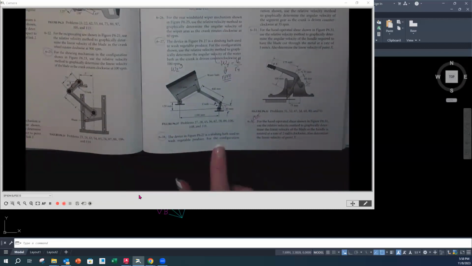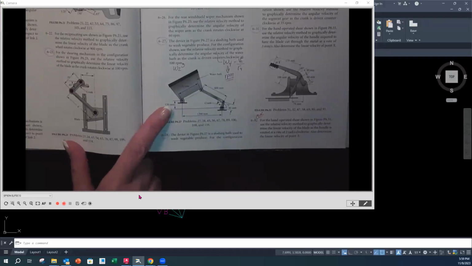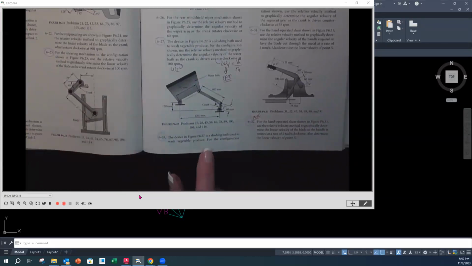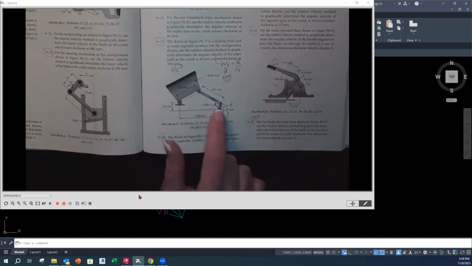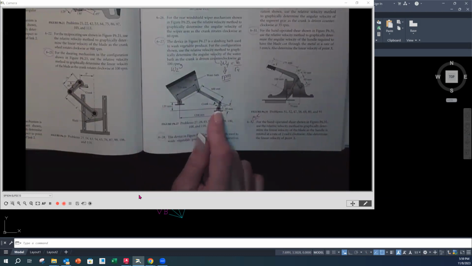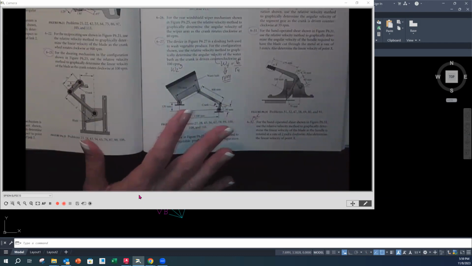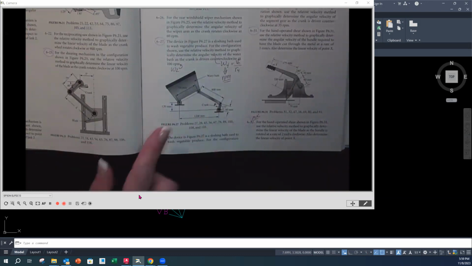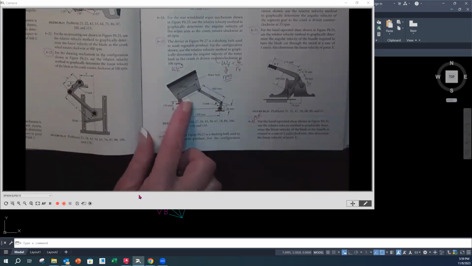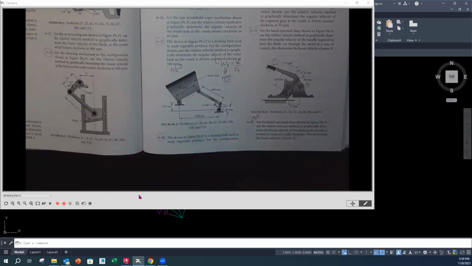Number 28 is a splashing bath used to wash the vegetables. For the configuration shown, use the relative velocity method to graphically determine the angular velocity of the water bath as that crank rotates 75 RPMs in a clockwise manner, so the opposite way. So it's really the same diagram, except we are rotating in an opposite direction, and then the RPMs change on that crank, and we want to know, okay, what's the angular velocity of this? Does anybody want to see number 28?